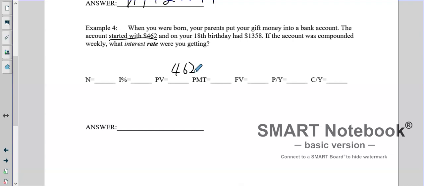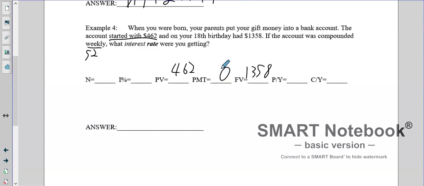On your 18th birthday, you had $1,358. Well, that's the future value. So that goes in here, $1,358. If the account was compounded weekly, that's 52. What interest rate were you getting? Ooh, interesting. No pun intended. So our payment, we're leaving 0. We're not making these complicated.